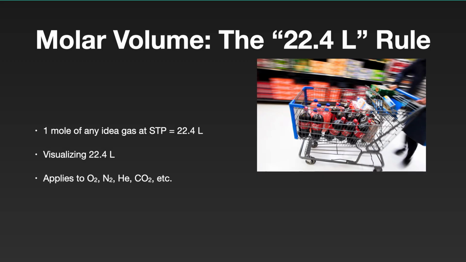Here's the magic number for this section. At STP, 1 mole of any ideal gas occupies 22.4 liters of space. To visualize how much that is, think of stacking up about 11 2-liter soda bottles into a shopping cart. That total volume is what 1 mole of a gas is going to look like at STP. That applies to any gas like oxygen or nitrogen or helium or CO2 or any other gas you can imagine.